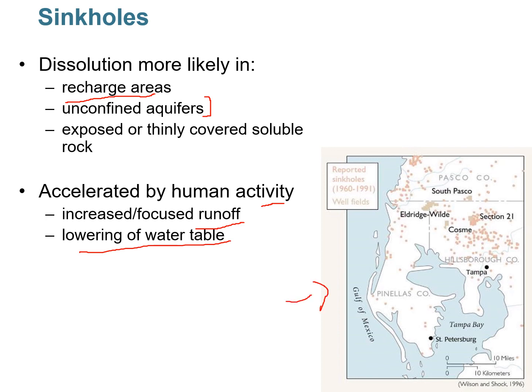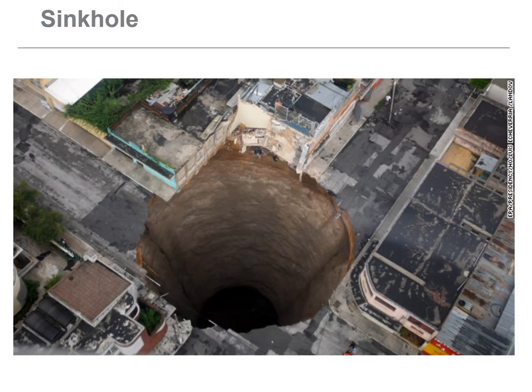Here's an image of Pasco County and Hillsborough County. Here are all the sinkholes from 1960 to 1991, and the well fields are square. Well fields are areas where we pump out water for municipal use. So if you notice, a lot of the well fields are here and over here. And around the well fields, you'll have boom, boom, boom, boom, boom, all these sinkholes form. And that's largely because those well fields lower the local water table, and then sinkholes form as a result.